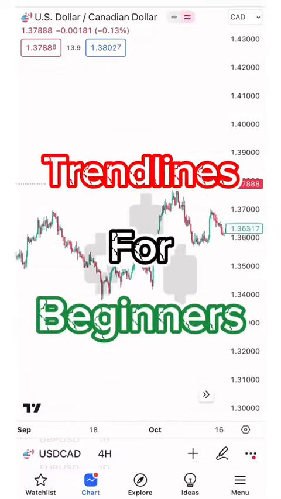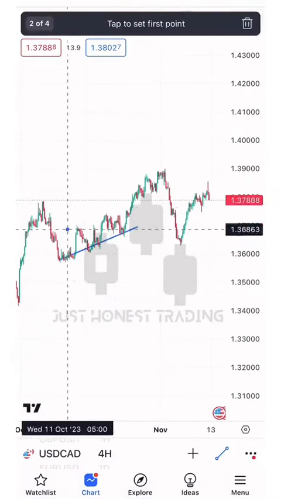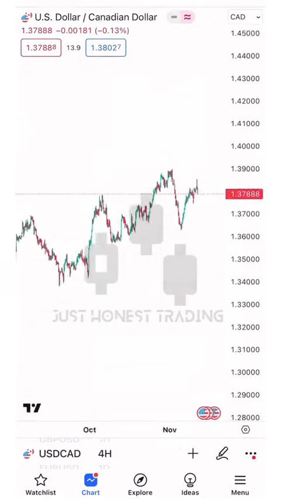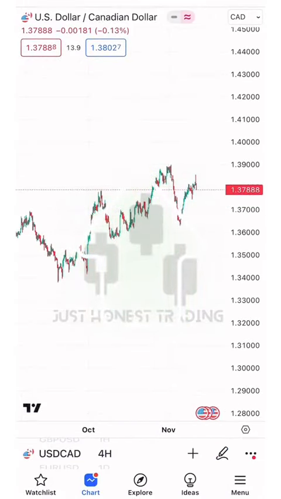Let's take a quick look at how to draw trend lines. Now, I'm sure you've seen a lot of confusing stuff with traders drawing all sorts of lines like this. Well, let's take a step back. The first thing you need to determine is the trend. Here, we have an uptrend.